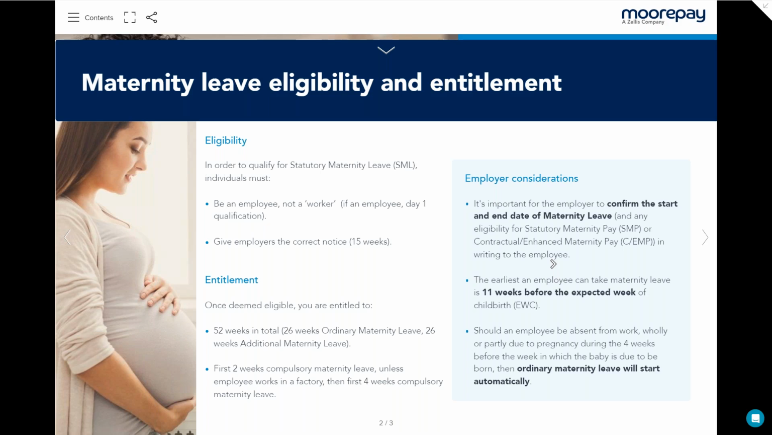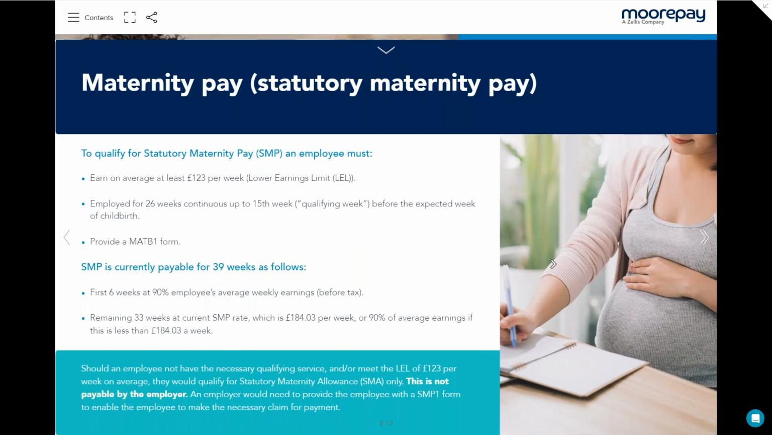But if somebody said, I don't want to go on my maternity leave until the baby's due, and they go off sick due to a maternity related illness, an employer can start the maternity leave at the 36-week point. So when they've got 4 weeks before the EWC, the expected week of childbirth. Okay, if we move on.